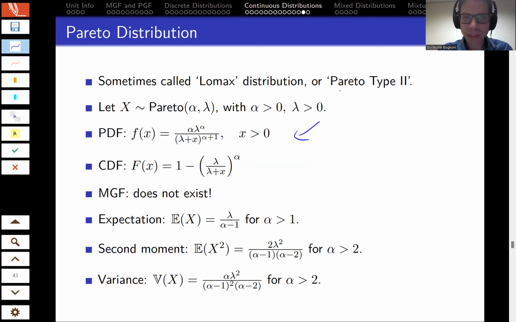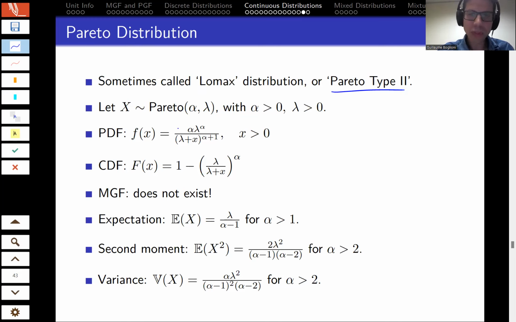Sometimes it's called the Pareto type 2. Sometimes it's called the 2-parameter Pareto. Sometimes it's called the Lomax distribution. So here, if you follow this link, Wikipedia calls it the Lomax distribution. But in any case, what we mean by Pareto is this.